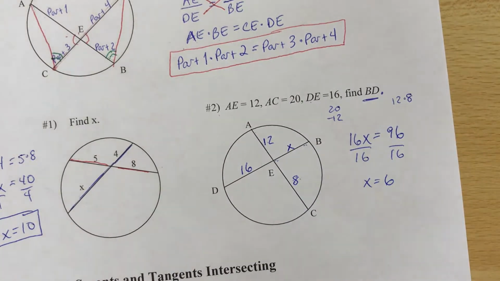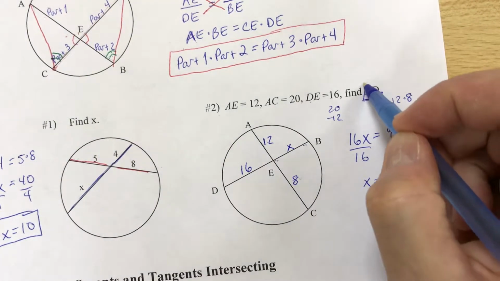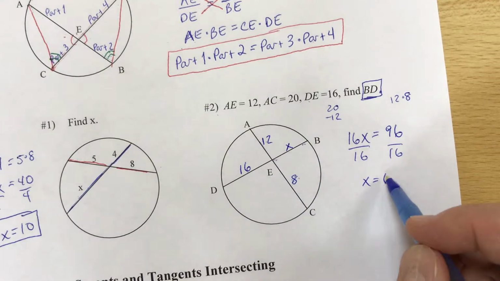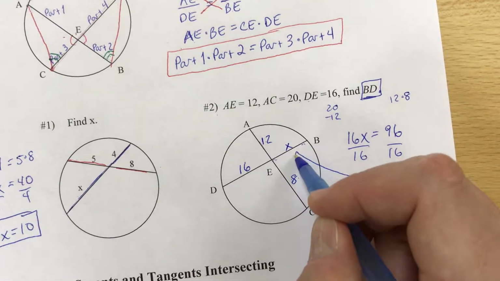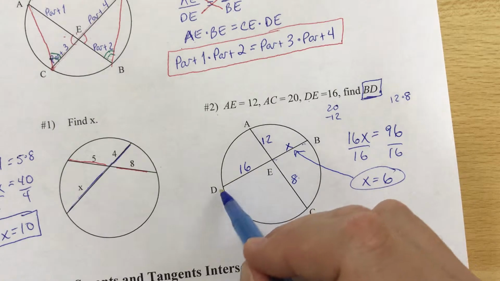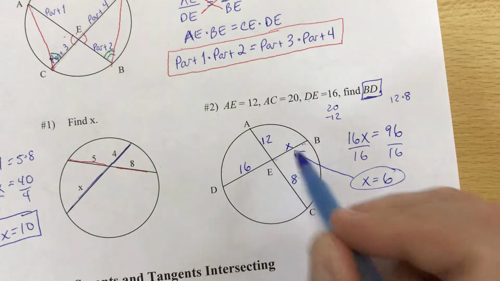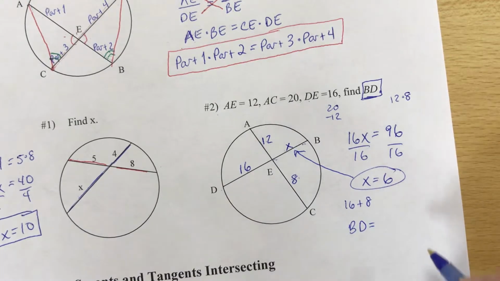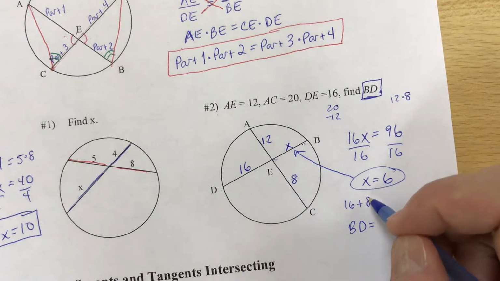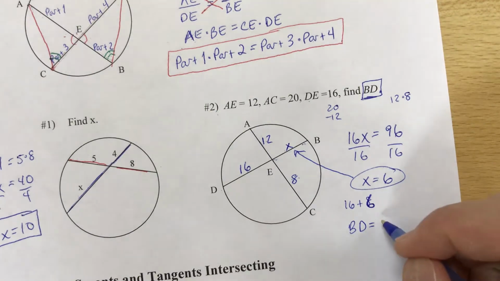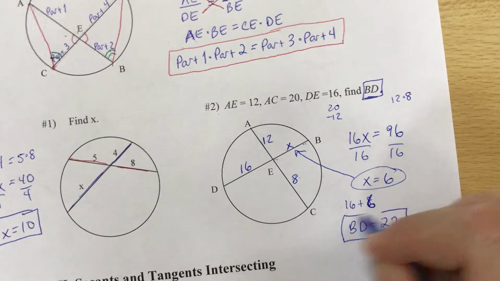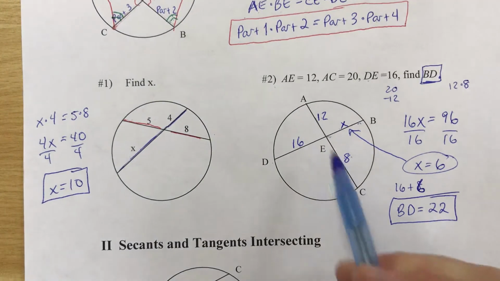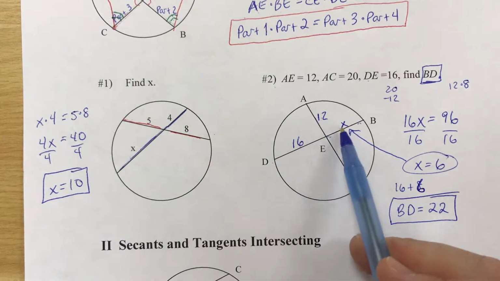Now before you say that we're done, remember that we wanted to find the length of BD. BD is this whole thing, so let's take the 6, plug it back into the picture, and to get the whole thing, we add up the segments, we add the parts, 16 plus 6, and we get 22. And that's it. Okay, so when two chords intersect, part times part equals part times part.